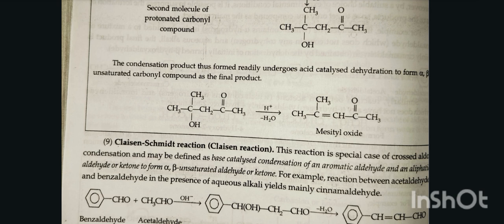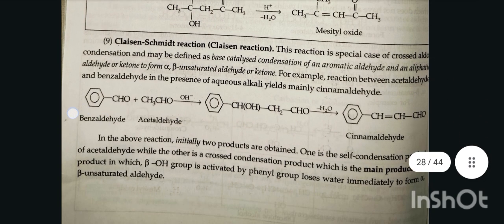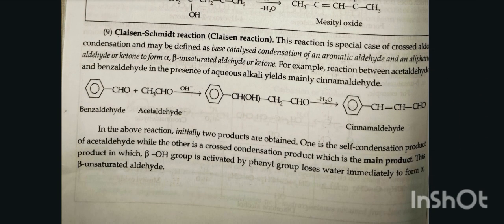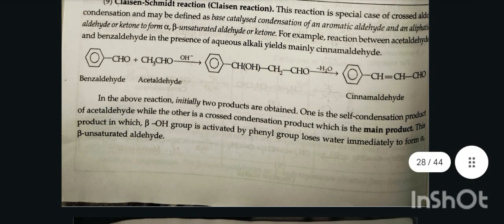Ninth, Claisen-Schmidt reaction or Claisen reaction. The reaction is a special case of cross-aldol condensation and may be defined as the base-catalyzed condensation of an aromatic aldehyde and an aliphatic aldehyde or ketone to form an alpha-beta unsaturated aldehyde or ketone. For example, the reaction between acetaldehyde and benzaldehyde in the presence of aqueous alkali yields mainly cinnamaldehyde.